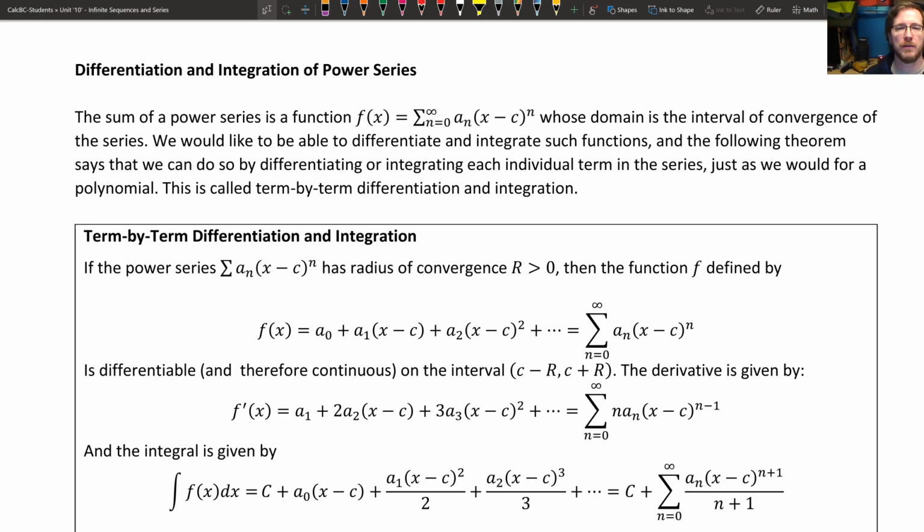We would like to be able to differentiate and integrate such functions. The following theorem says that we can do so by differentiating or integrating each individual term in the series, just as we would for a polynomial function. This is called term-by-term differentiation and integration. All right, so here's what we're doing.